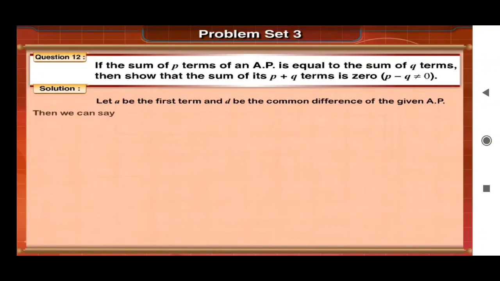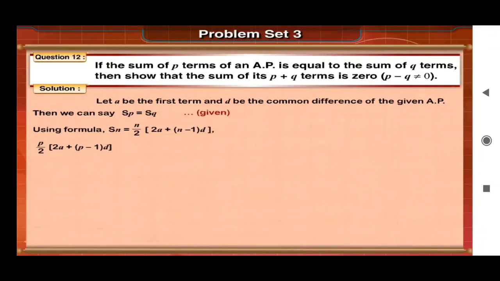Then we can say Sp is equal to Sq. Using the formula Sn is equal to n upon 2 into 2a plus n minus 1 into d, we have p upon 2 into 2a plus p minus 1 into d is equal to q upon 2 into 2a plus q minus 1 into d. Therefore, p into 2a plus p minus 1 into d is equal to q into 2a plus q minus 1 into d, multiplying by 2.